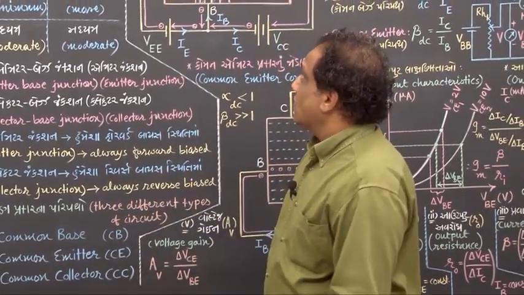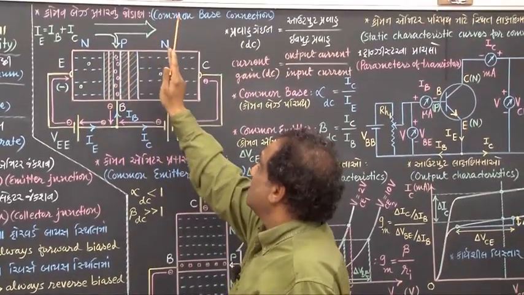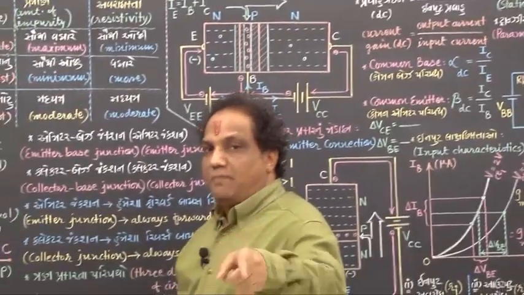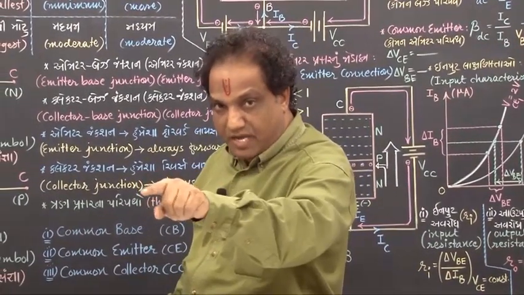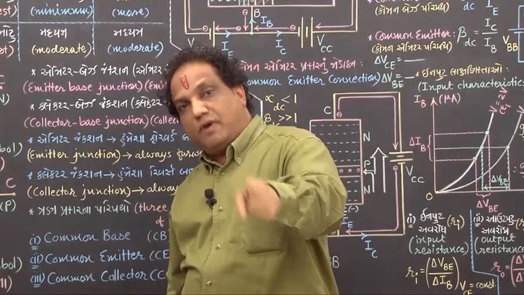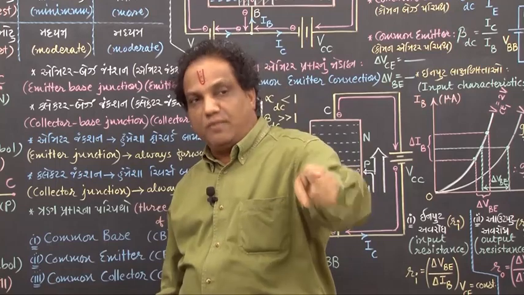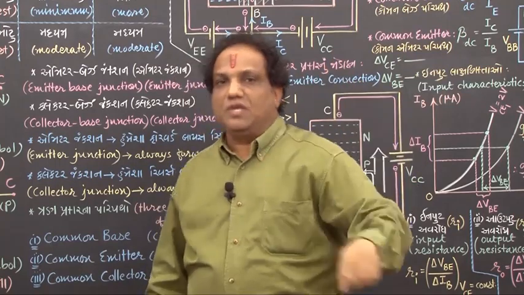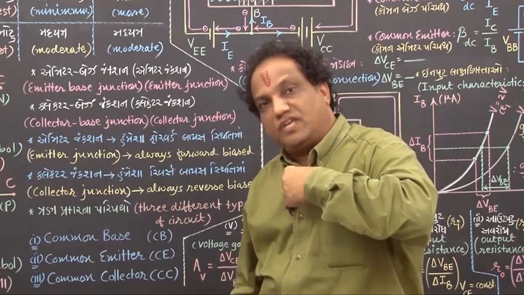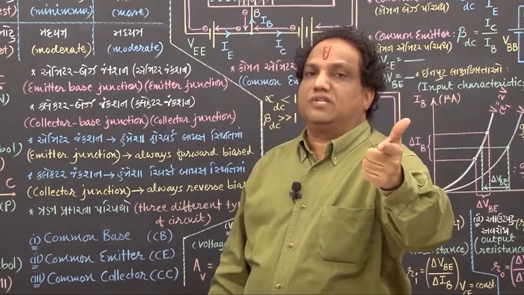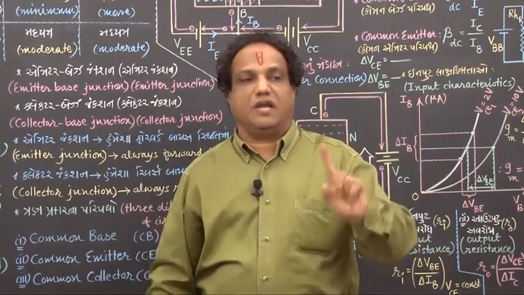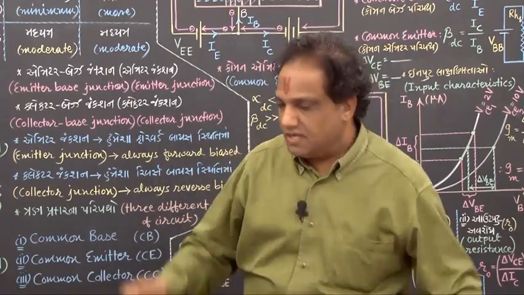First of all we take the common base connection. Remember, whatever the type of transistor may be, NPN or PNP, and whatever mode of connection it may be, common base, common emitter or common collector, every time the emitter junction is always given forward bias and the collector junction is always given reverse bias. Let us see now.